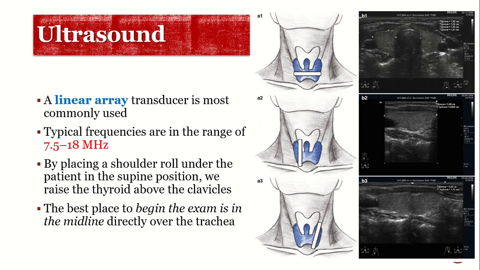We are using the linear array transducer, with frequencies of 7.5 megahertz and above to better visualize the thyroid. We should put a roll under the patient's shoulders to raise it above the clavicles, and then we move the transducer just above the trachea, and move it through the thyroid lobes to survey the lobes as we see here.